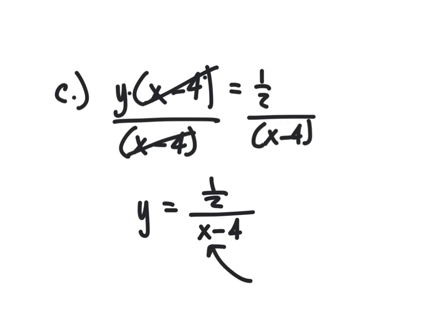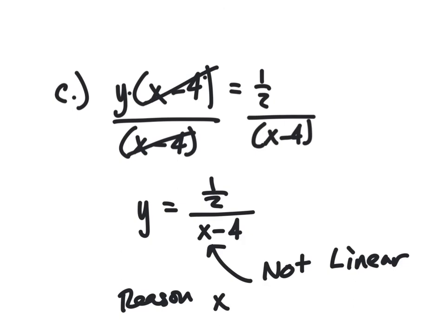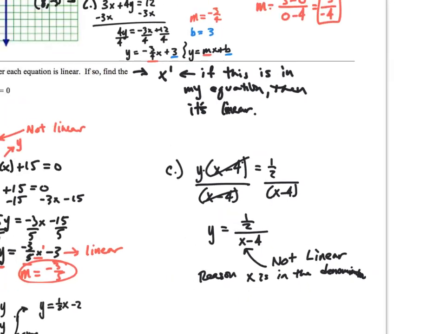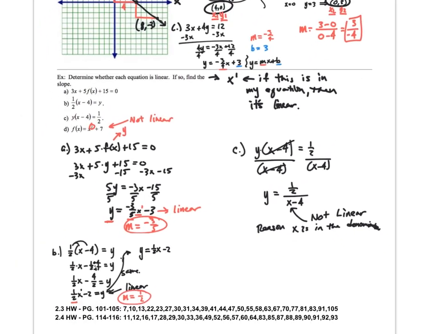Now this is not linear. And the reason why is because x is in the denominator. So linear, not linear. We'll talk more about why that's the case, but this is not a linear function. What we'll do in class is we'll actually graph these and make sure that what we get is a line.